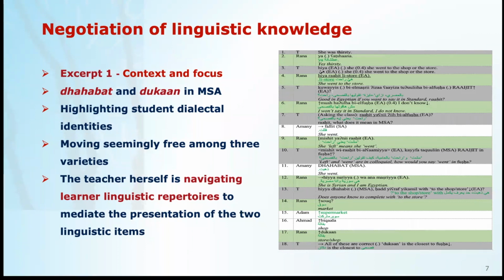All of these are correct. دكان is the closest to فصحى. So she's making here a conclusion of that interaction. Now we know مشت, راحت, and ذهبت. Now we know دكان, بقالة, supermarket, but دكان is the closest to standard Arabic. The point behind this interaction is the teacher was strategically using the different dialects that the heritage language learners speak to walk them through a meaning negotiation process of how to get to the verb ذهبت, which is not used in any Arabic dialect, and also the word دكان, using synonyms that they already know, using knowledge that they already know, building on this to get to the point.